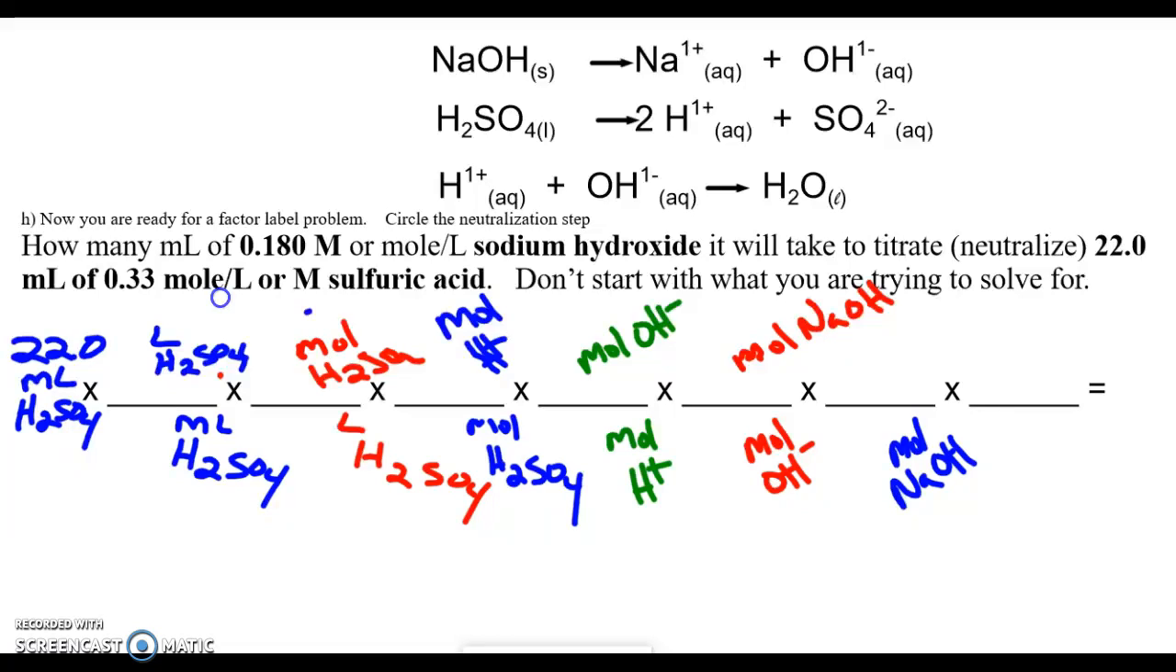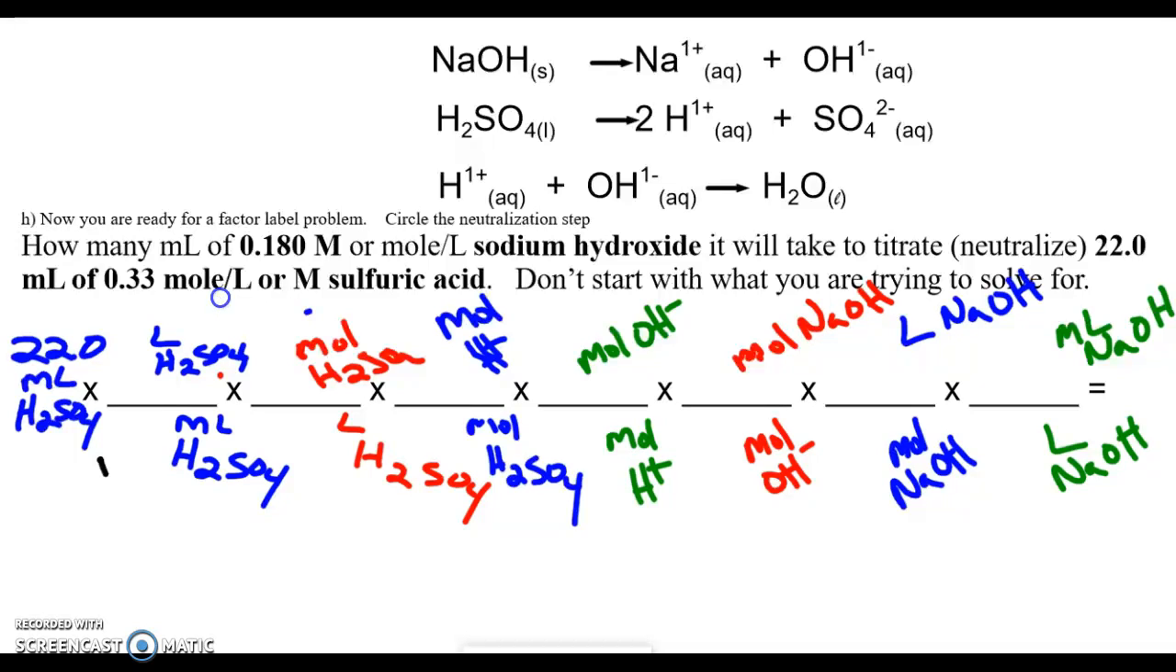For moles of sodium hydroxide island, the only place I can go to is to liters island, so it's liters of sodium hydroxide. Whatever's on top goes on the bottom of the next step, liters of NaOH, and I can go to milliliters of NaOH. That's what I want my answer in. So now I got to put some numbers in. I'm going to go all the way back to the beginning of liters over milliliters.